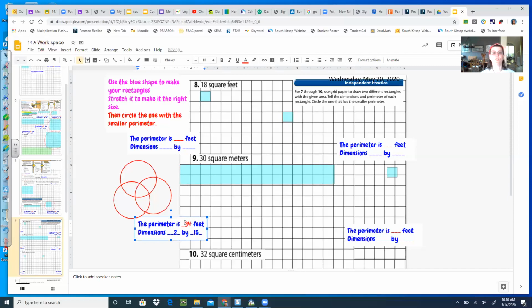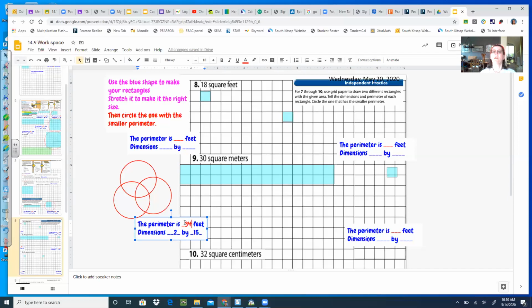Okay, so the perimeter is 34 feet. Now I need another one that I can multiply the numbers and get 30. So we already did 2 times 15. We could do a 3 times 10. There's no 4 times, because the closest is 4 times 8 is 32, or 4 times 7 is 28.